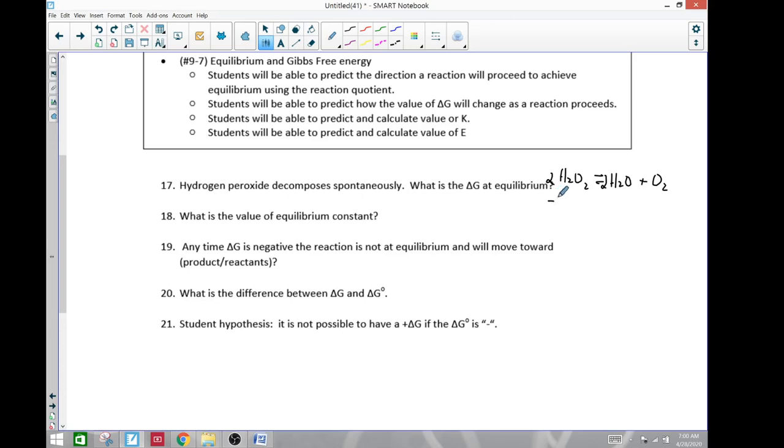All right, negative 120. And then the water gaseous is right above it, negative 228. All right, so let's figure this out quickly. So this is going to be times 2.